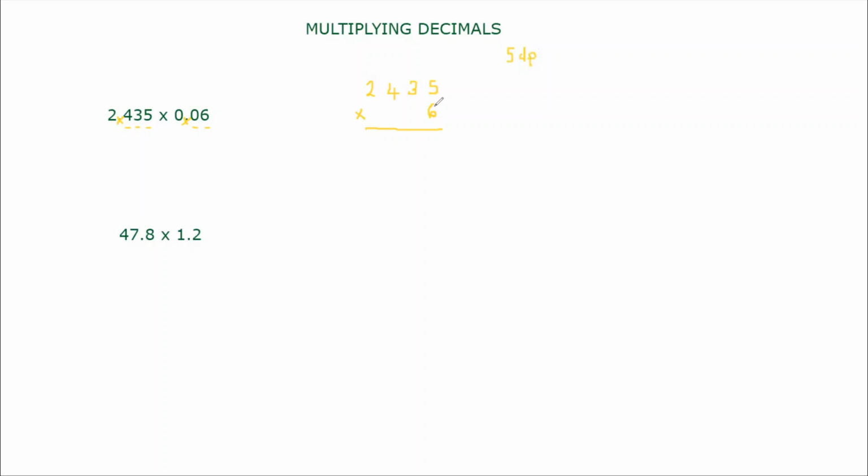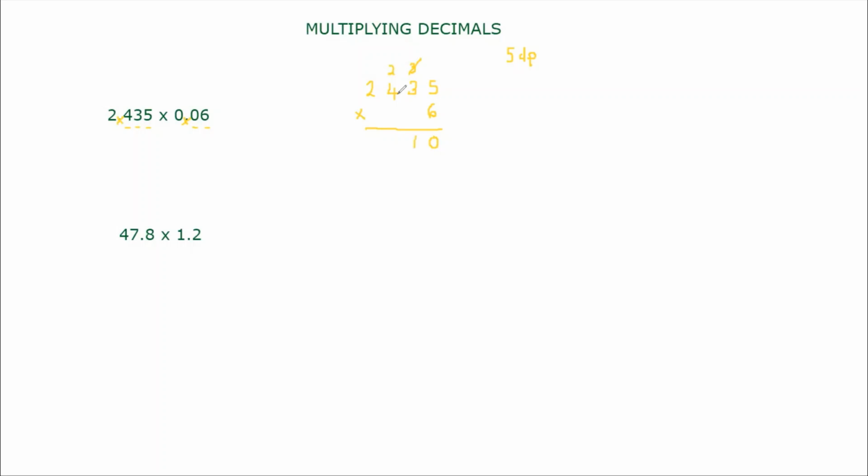So we'll go here now and we'll go 6 times 5 will be 30. So 0 and carry 3. I tend to put my carrying at the top just because it's out of the way, but you can put it wherever makes most sense to you. So then we have 6 times 3 is 18, plus the 3 would be 21. So we carry the 2 and the 1 comes down here.